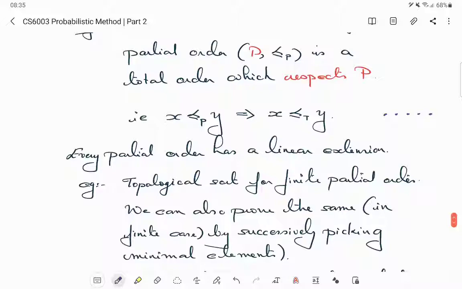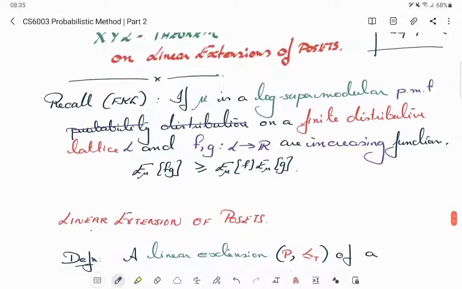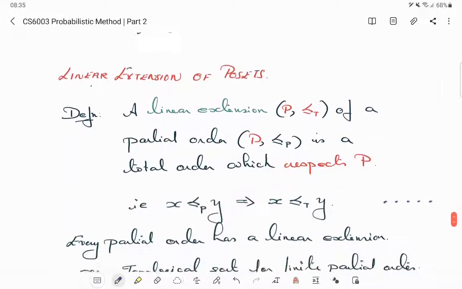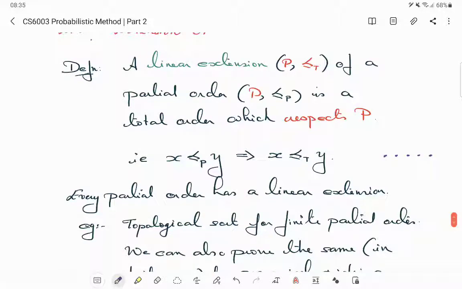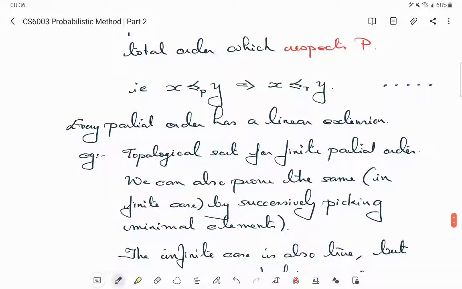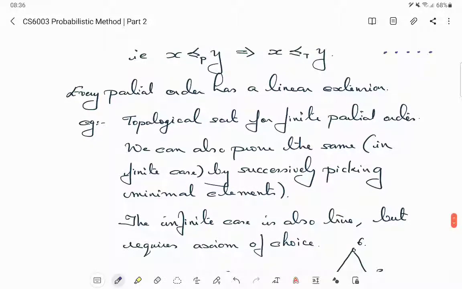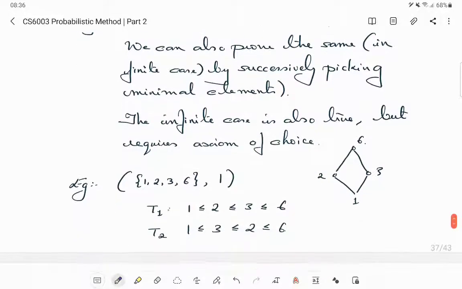Yeah, but what about infinite posets? We won't deal with that because the XYZ theorem we are going to see is about finite partial orders, and hence we won't need the infinite case. But still, even in the infinite case, every partial order has a linear extension. But proving this requires the axiom of choice.